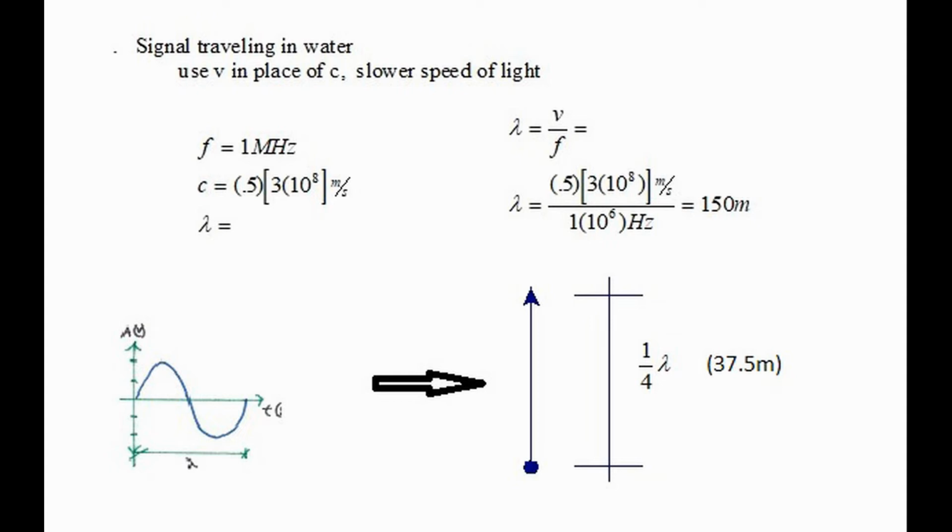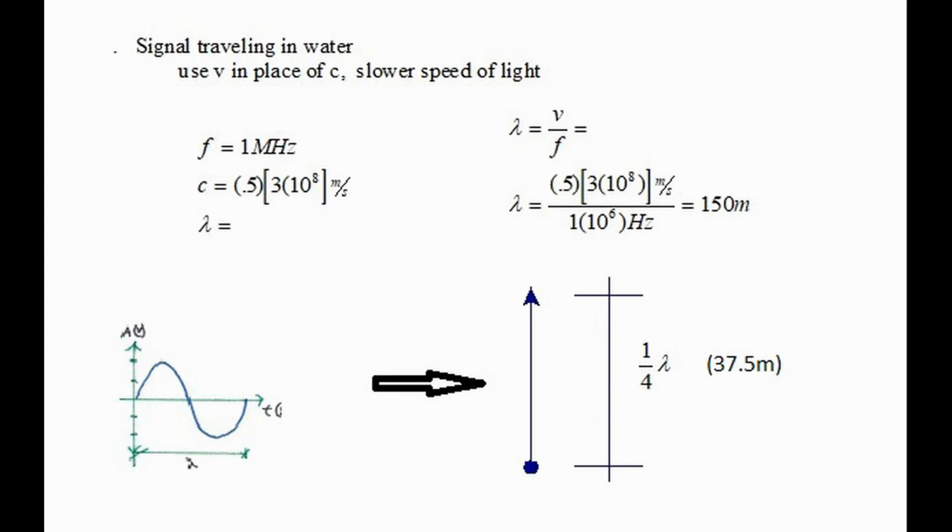This time we're trying to transmit a signal that's 1 megahertz, and we're traveling now at a slower speed. So the formula becomes lambda is 0.5 times 3 times 10 to the 8th meters per second divided by 1 times 10 to the 6 hertz. And then the solution is that we have a wavelength of 150 meters. And so we notice that the higher the frequency, the shorter the wavelength.